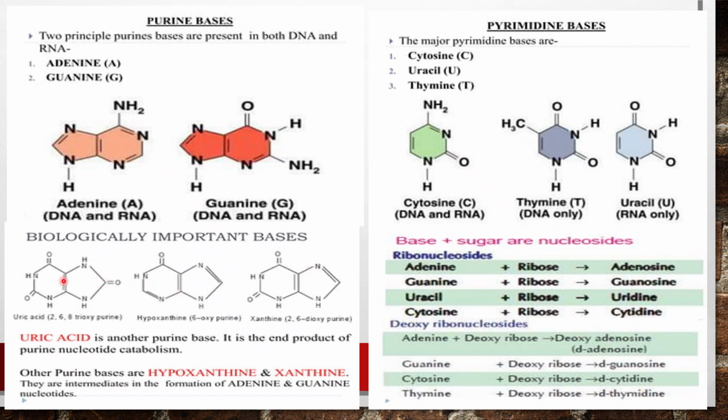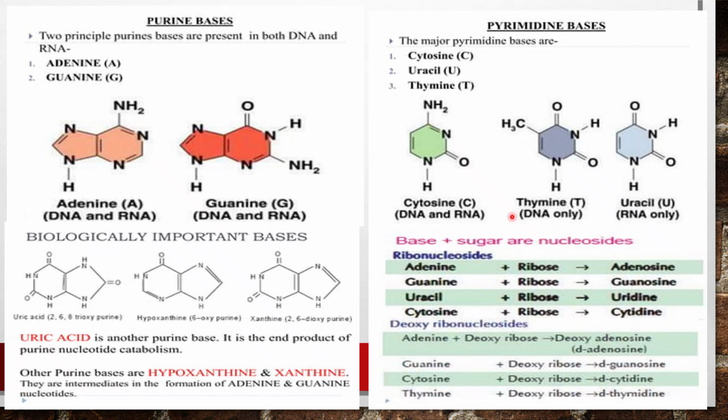So we will see this, the same purine structure is there. Uric acid is another purine base. It is the end product of purine nucleotide metabolism. Other purine bases are hypoxanthine and xanthine. They are intermediates in the formation of adenine and guanine nucleotides.